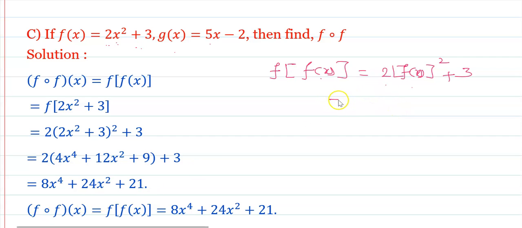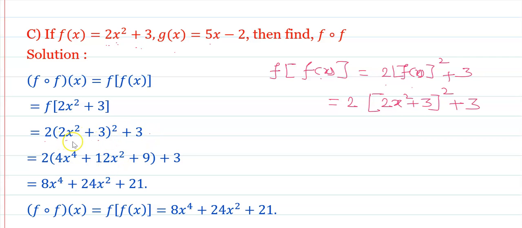2 times f of x bracket square. But what is f of x? F of x is 2x square plus 3. Here is 2x square plus 3 and it's a bracket square plus 3. And hence 2 in bracket (2x square plus 3) bracket square plus 3.